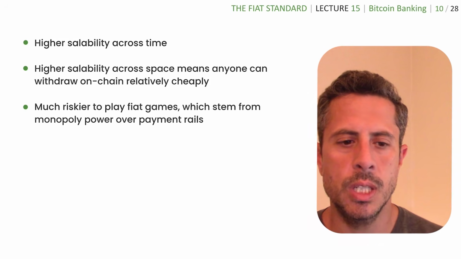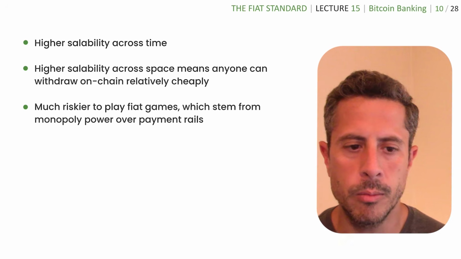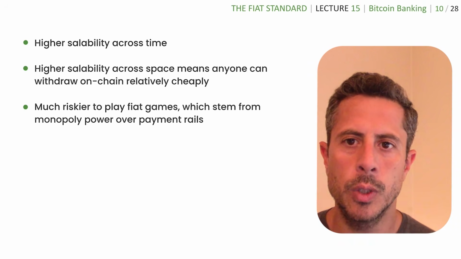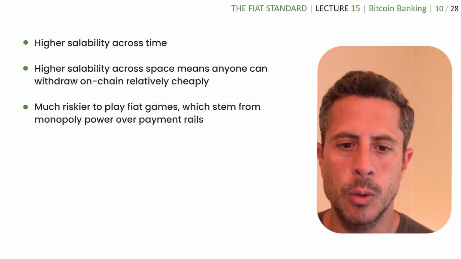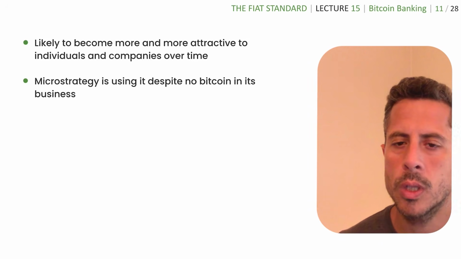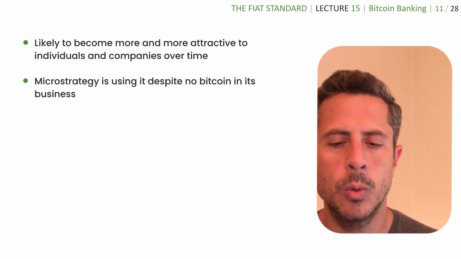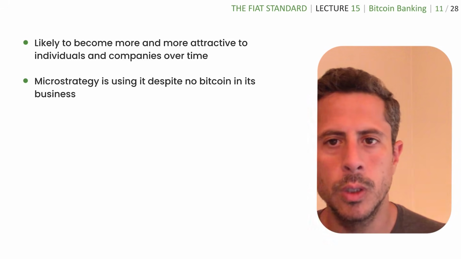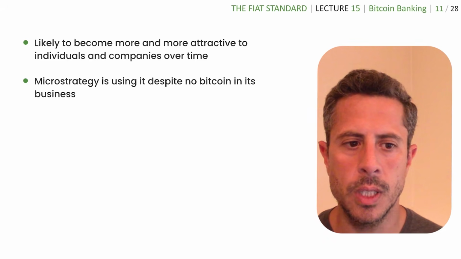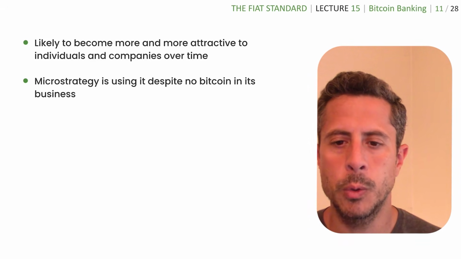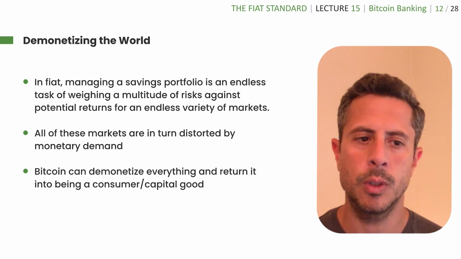And so it's much riskier to play fiat games, which stem from monopoly power over payment rails. So it's much riskier to do this. So the result then is that we're going to expect to see people have more and more savings. It's going to become more and more attractive for individuals and companies over time to hold Bitcoin as reserves. And we see this with the example of MicroStrategy and why they explain why they would hold it. And I quote them in this chapter to explain that.